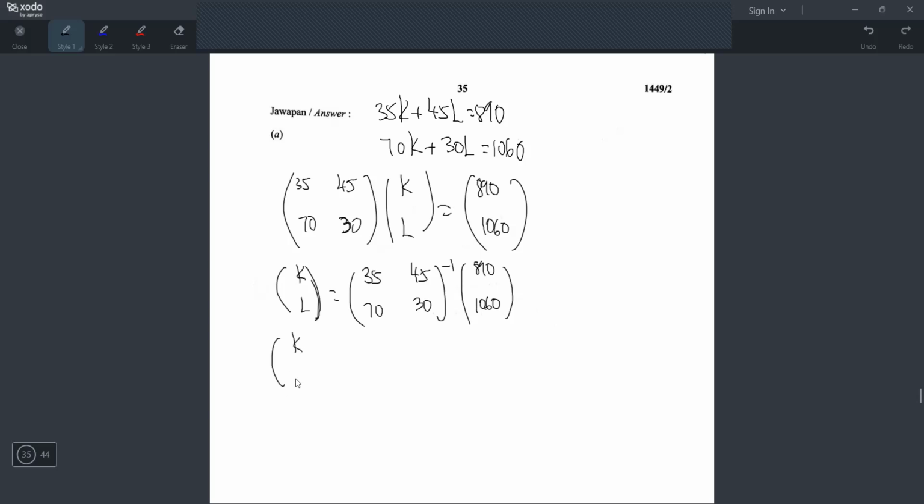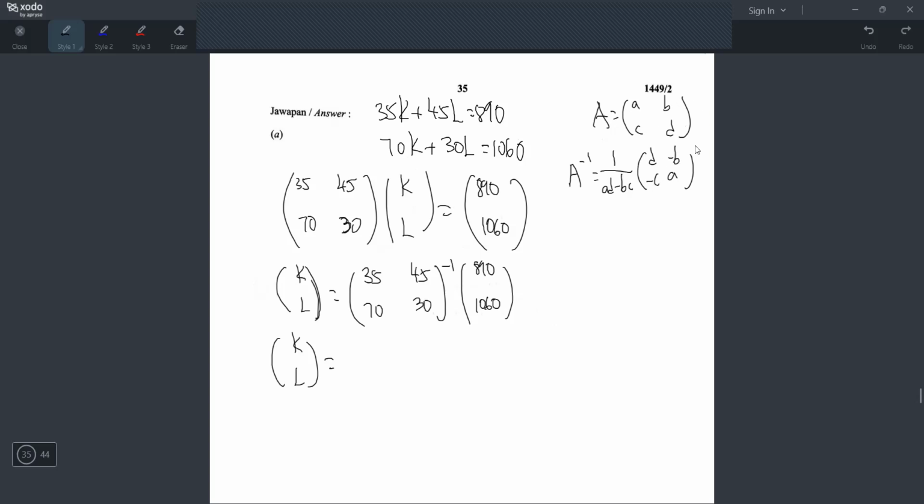And now we will do inverse. Do you remember how to do inverse? If we have a matrix A, B, C, D, the formula to find inverse is 1 over AD minus BC. A and D swap positions, B and C change sign.